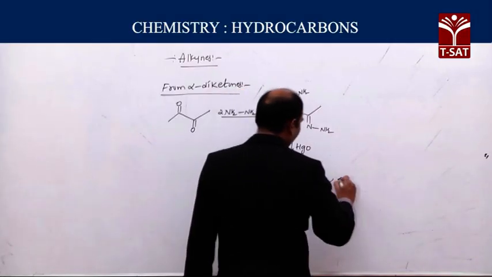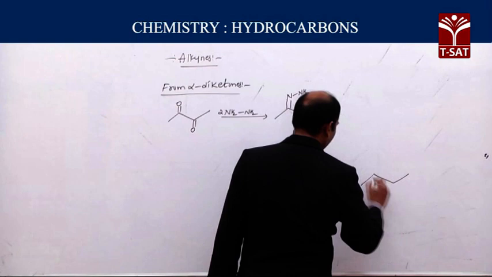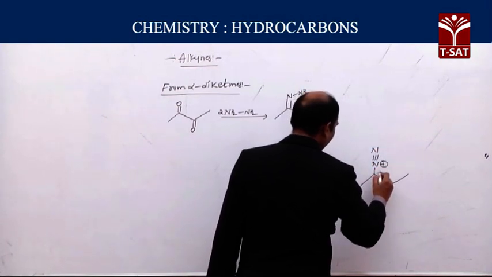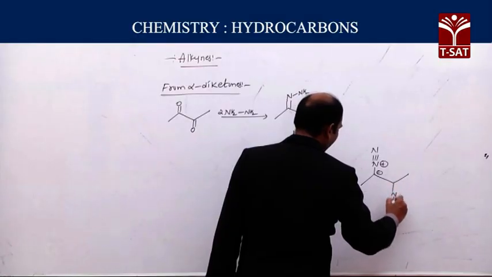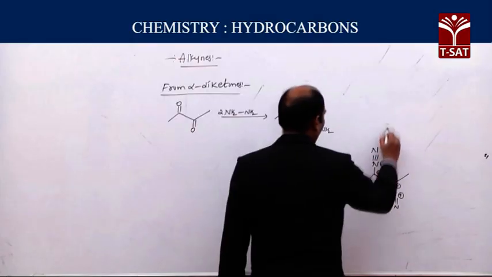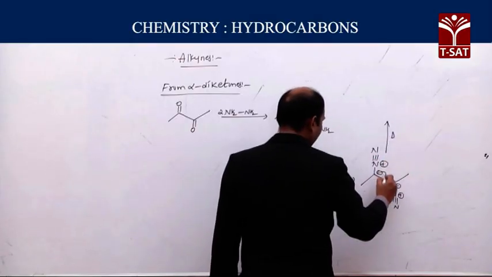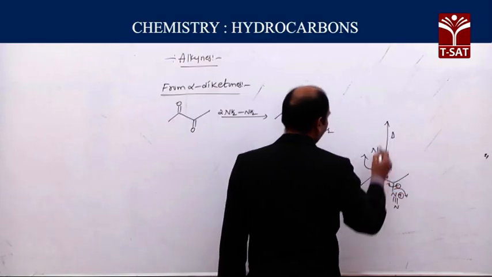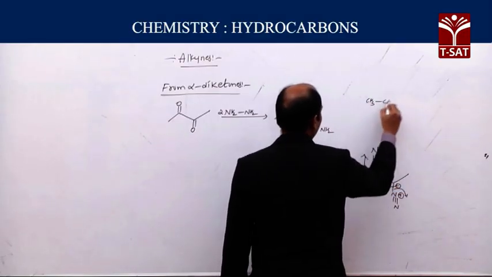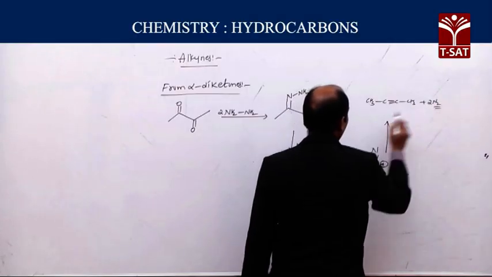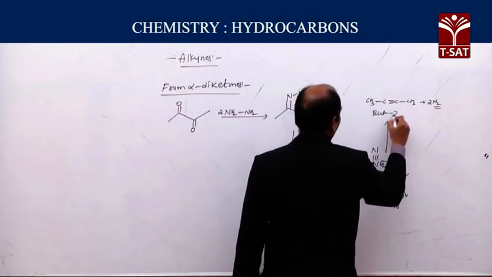Now it has one more structure, that is this structure: N triple bond N, this having plus charge, this minus charge, this N triple bond N, this plus charge, this minus charge. On heating of this compound, this one is eliminated. We get CH3 C triple bond C CH3 plus 2 moles of nitrogen. This is 2-butyne that is formed.